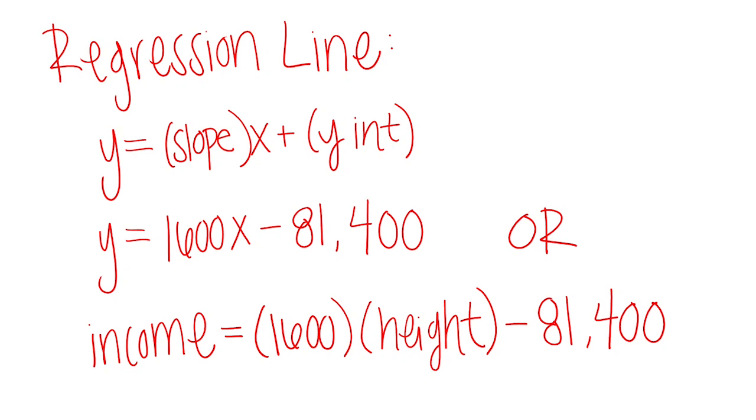To interpret the y-intercept, think of what it means if your x variable equals 0. In this case, x is our height, so if a woman is 0 inches tall, they would make negative $81,400 a year. This idea is called extrapolation, which is determining a value from your regression line that is not within your data set. Obviously, someone isn't going to be 0 inches tall, but in context, this is what your y-intercept is saying.